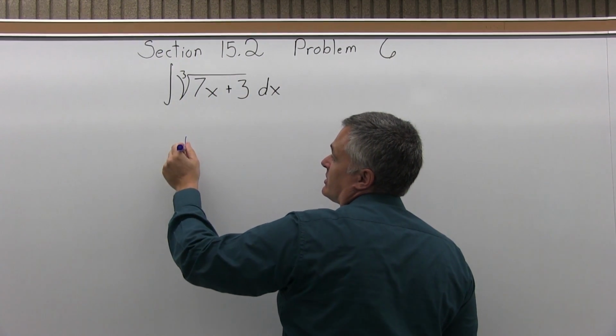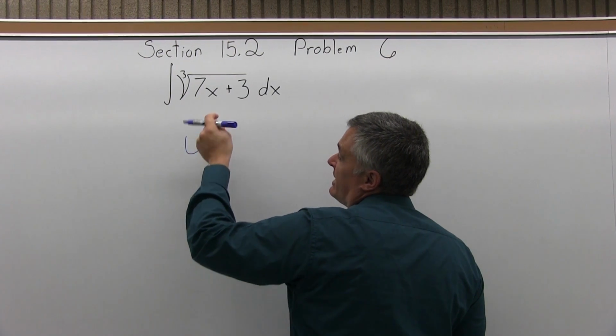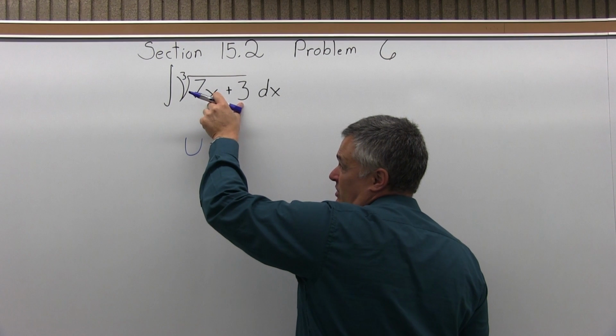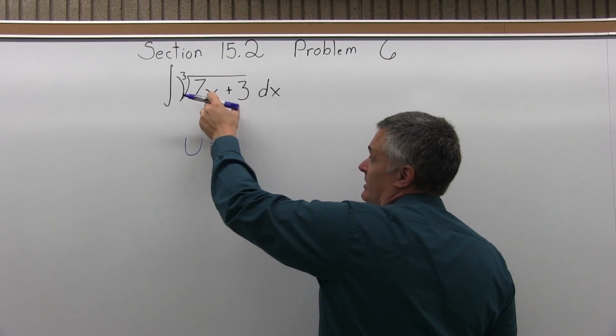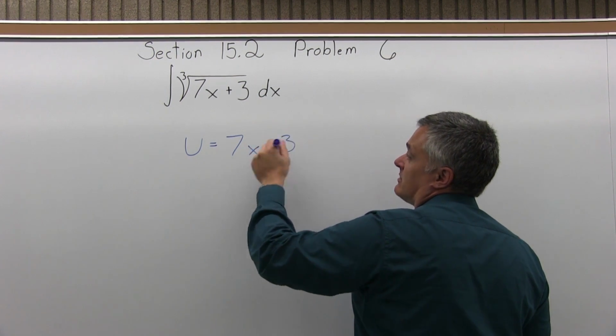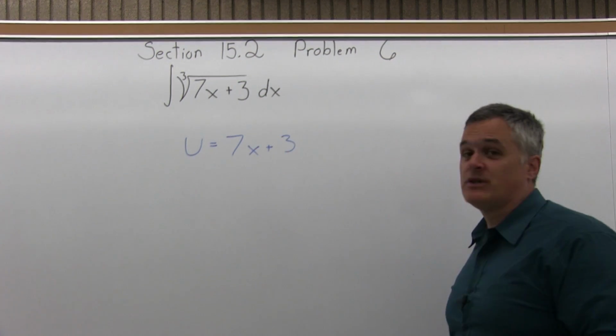So the first thing I'm going to do is choose a value for u. And the only one that really fits is stuff under the root. I don't have parentheses, I don't have a denominator, I don't have an e. So the value for u will be 7x plus 3. So that's the first step in the process.